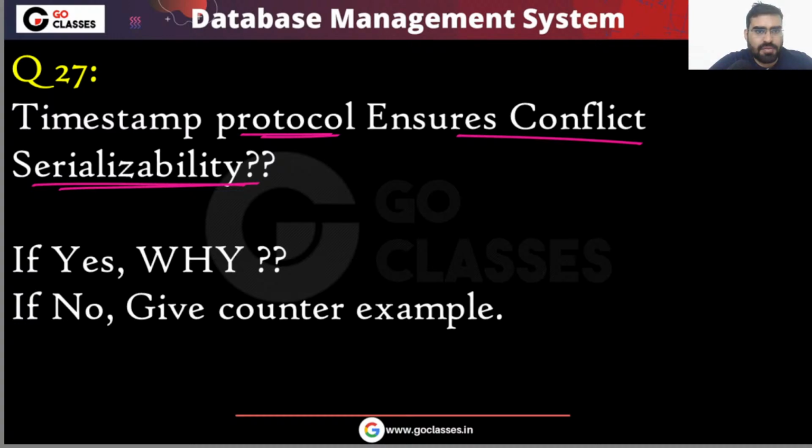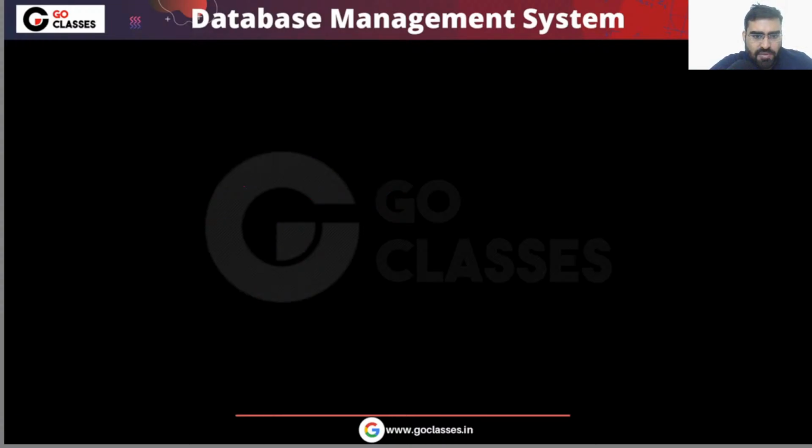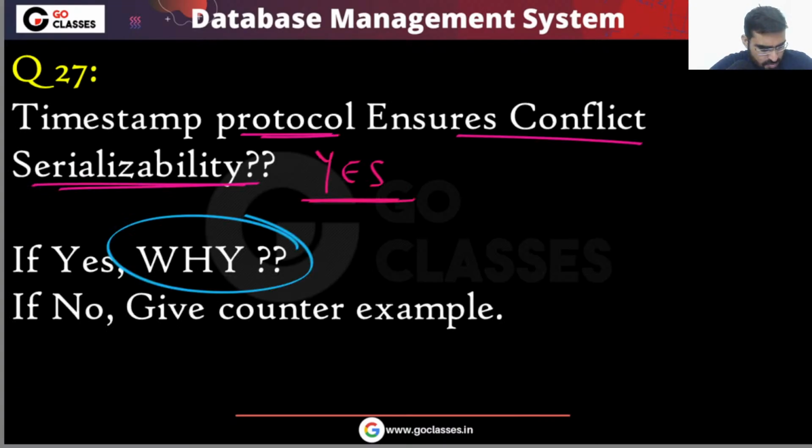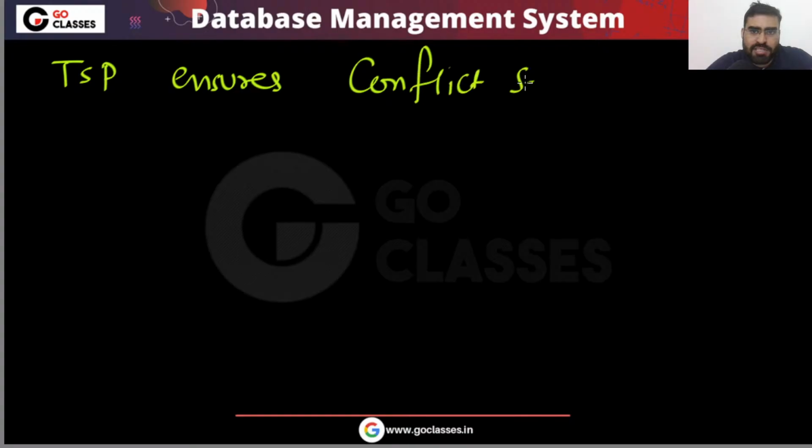Okay, so tell me the answer. The answer will be yes. It will ensure conflict serializability. But why? What is the reason? There is no doubt it will ensure conflict serializability, but what is the reason? Because the reason is very simple: whatever conflict will happen is in the order of transactions. Yes or no? See, this TSP guarantees that it ensures conflict serializability.